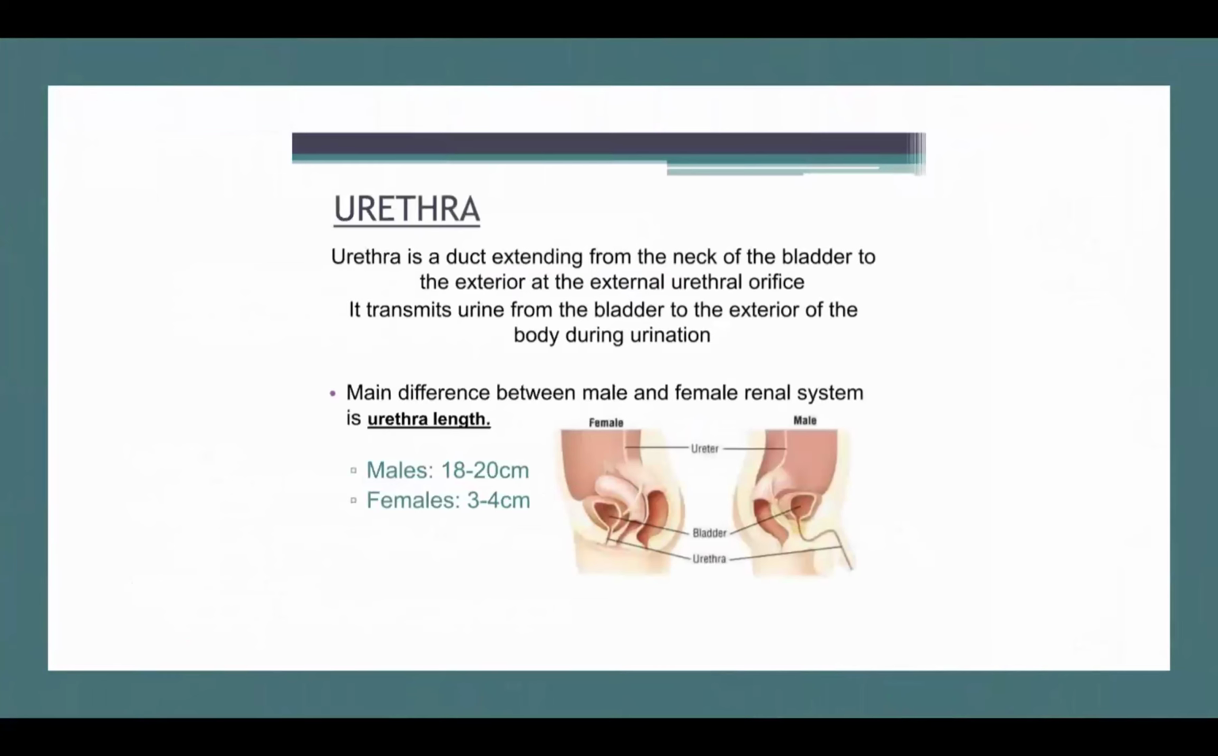Urethra. Urethra is a duct extending from the neck of the bladder to the exterior at the external urethral orifice. It transmits urine from the bladder to the exterior of the body during urination. Main difference between male and female renal system.